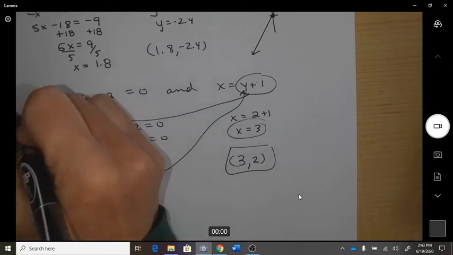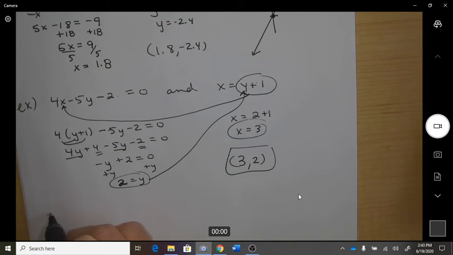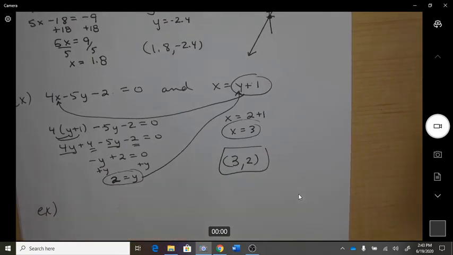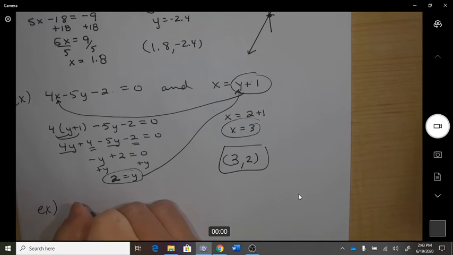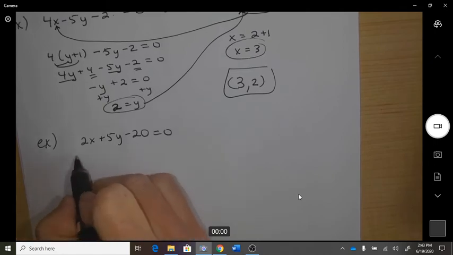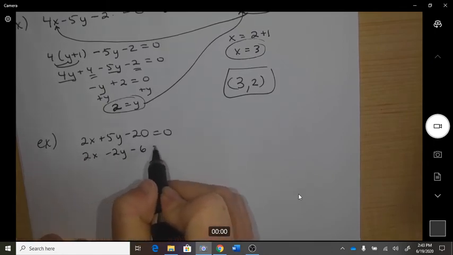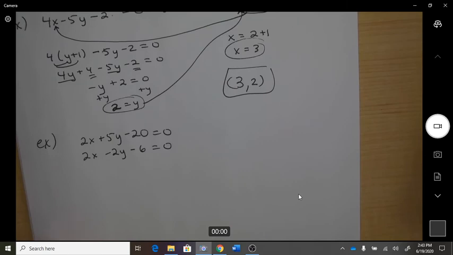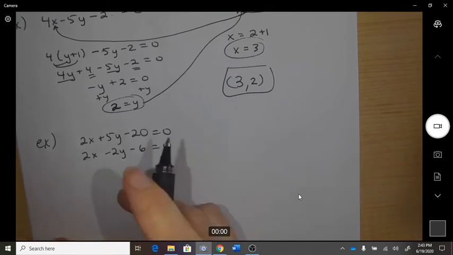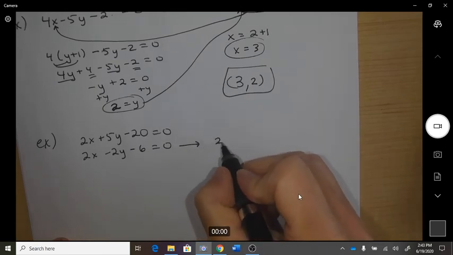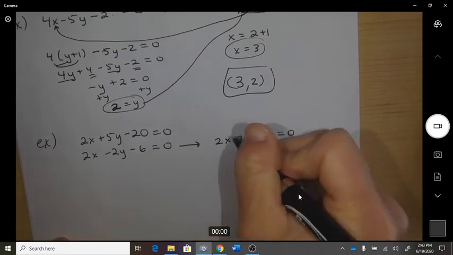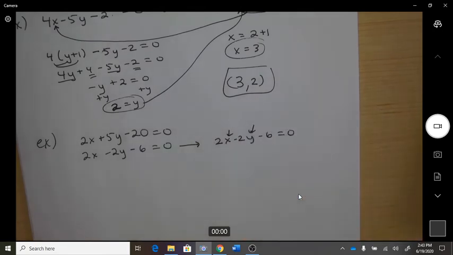Okay, last one. 2x plus 5y minus 20 and 2x minus 2y minus 6. Those are 2 lines. Okay, so substitution doesn't look very good right now, so that means I have to work to get something alone. So I'm going to take this and I'm going to try to isolate, doesn't matter, x or y. So it's up to you which one to pick.